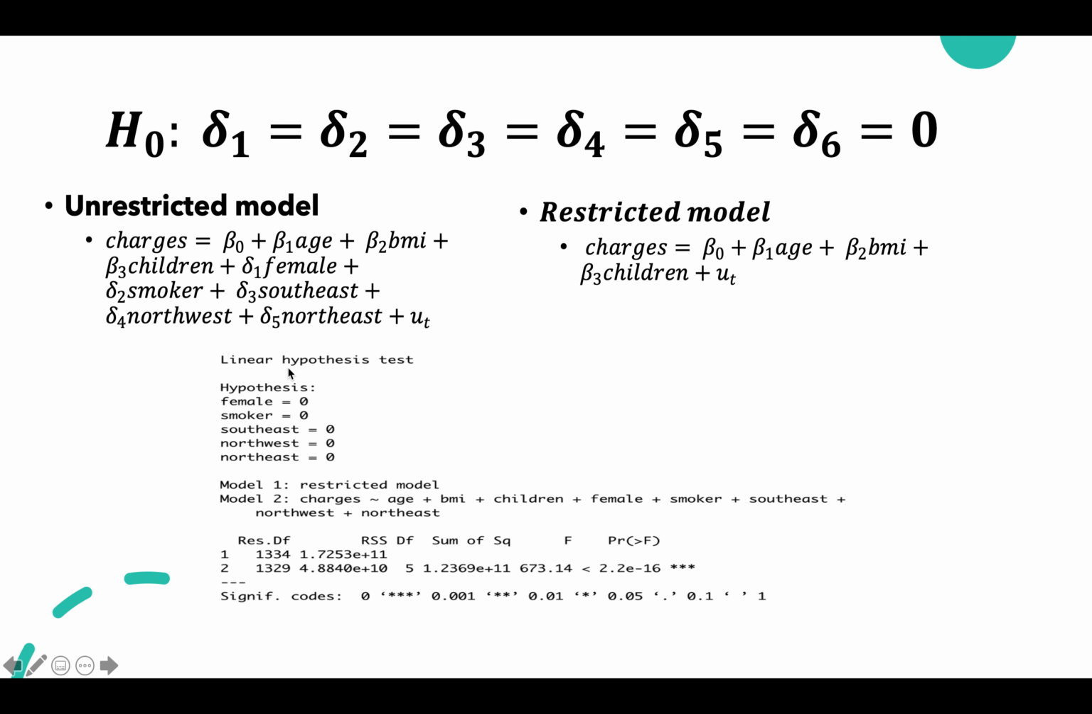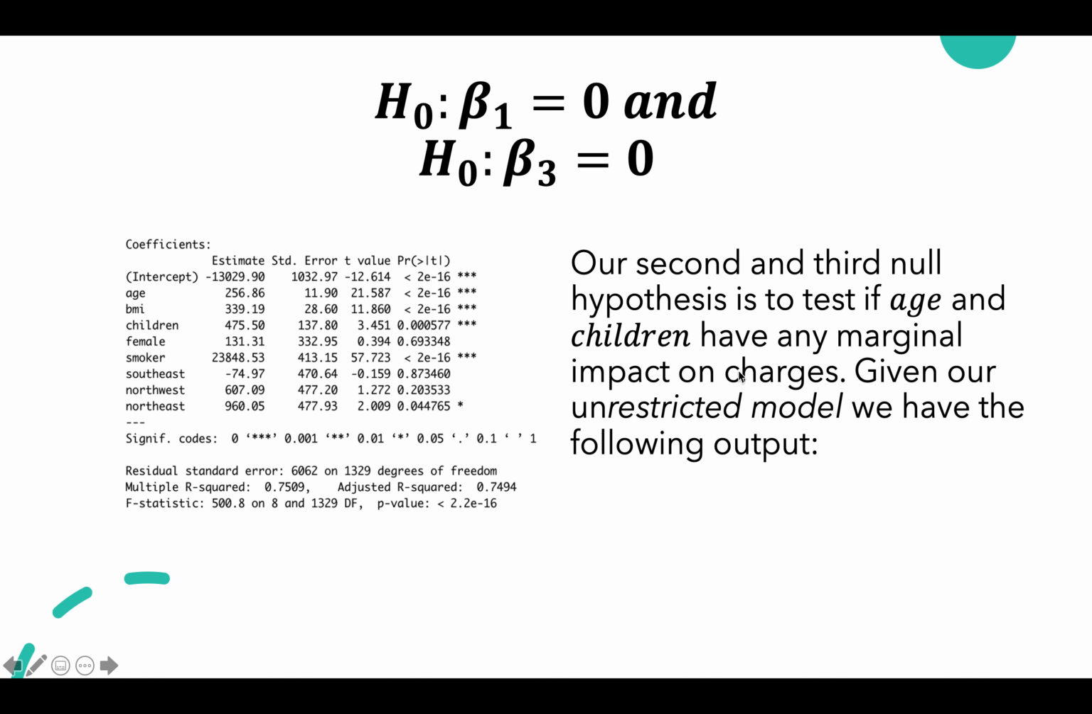We conducted a linear hypothesis test, giving us that the F statistic is around 673 and our 1% critical value is equal to 3, so we can reject the null hypothesis at any level of significance, meaning at least one of our dummy variables contributes to or affects the cost. Then we have the second and the third hypotheses to test, which is to test if age and children have any marginal impact on charges.